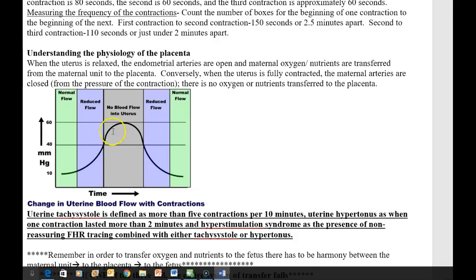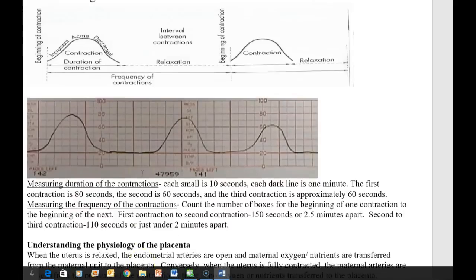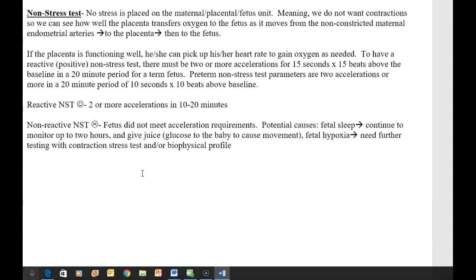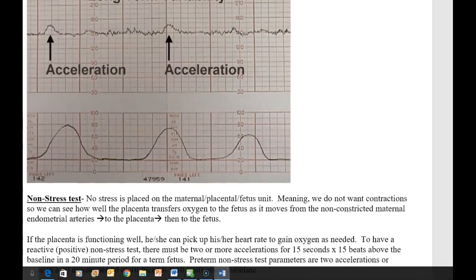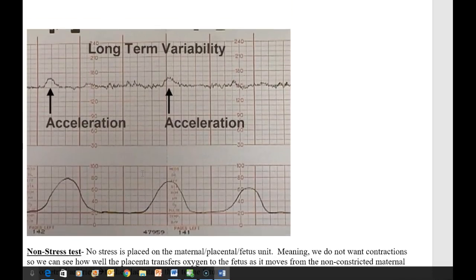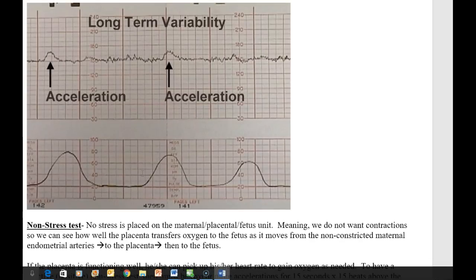So when we say you have a contraction, we say you have stress, or the baby has stress. So we call the contractions stress. So we have a non-stress test. And again, we do these non-stress tests on people who are high risk, or who have a risk of the placenta not supplying the baby with enough oxygen.